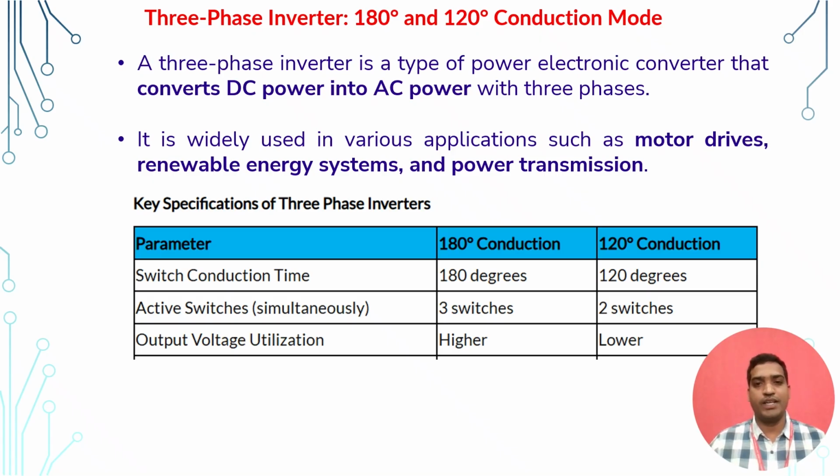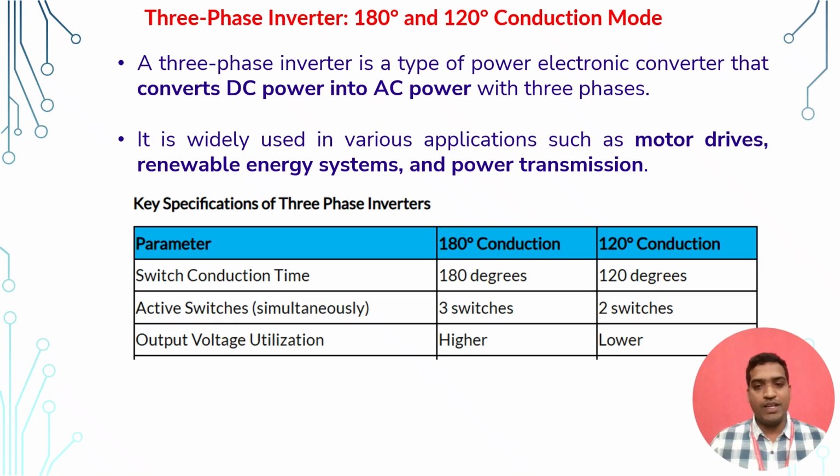Coming to three-phase inverter operation, it has two modes of operation. One is the 180-degree mode of operation and the other one is the 120-degree mode of operation. We will explain both operations in detail further. Before explaining those two conduction modes, first we should know the key specifications of three-phase inverters. This table indicates the parameters for 180-degree conduction as well as the parameters for 120-degree conduction.